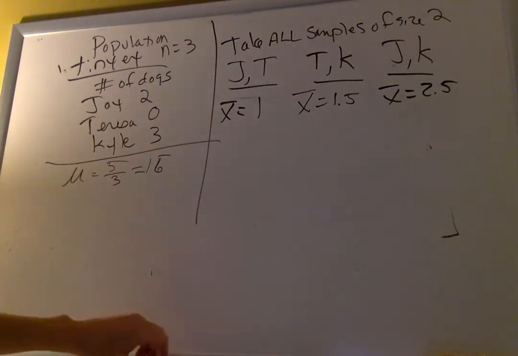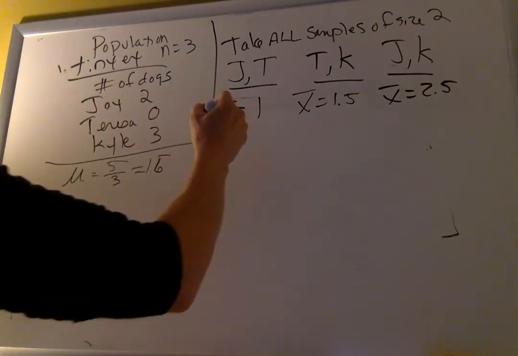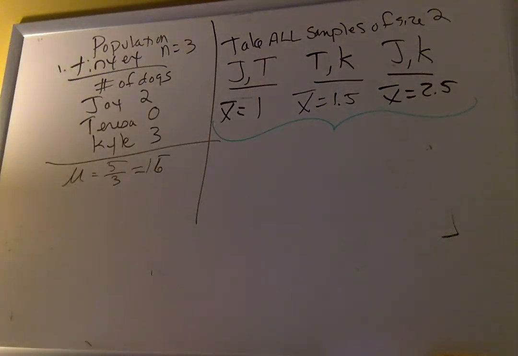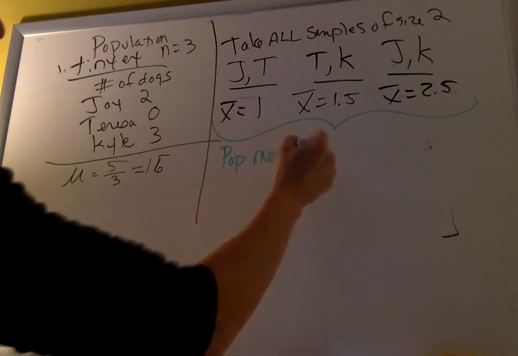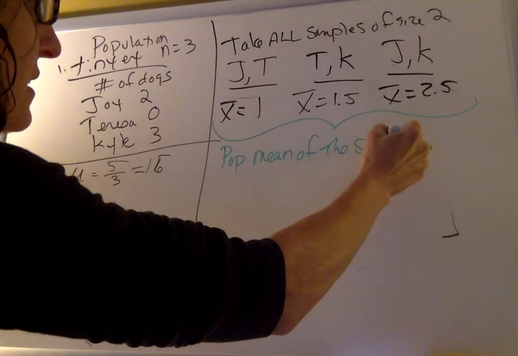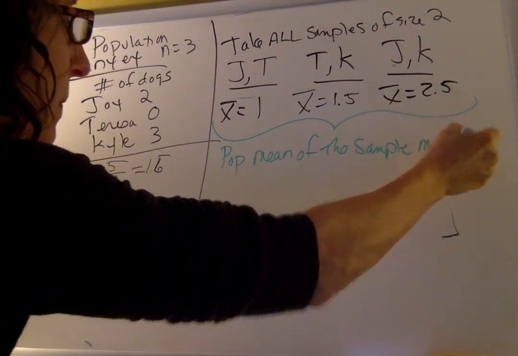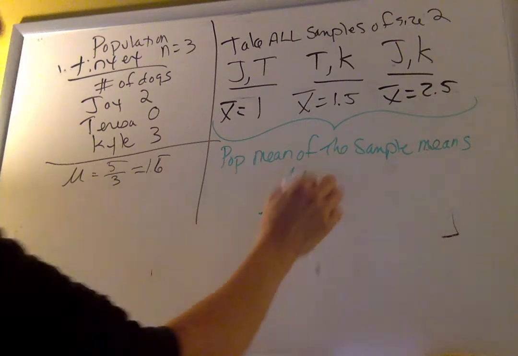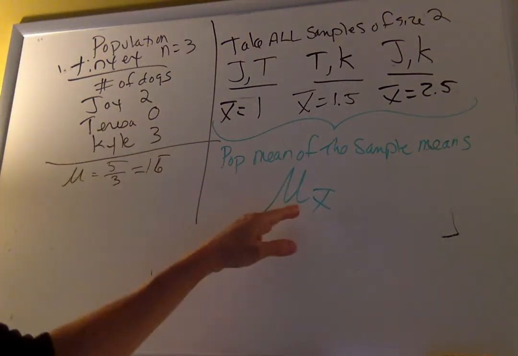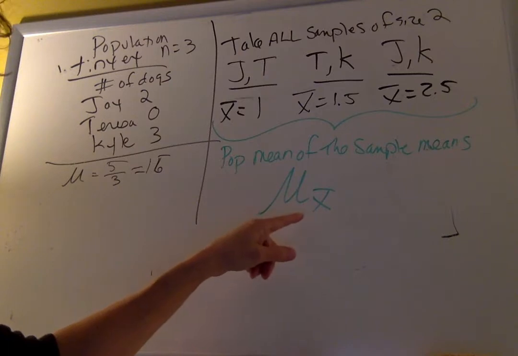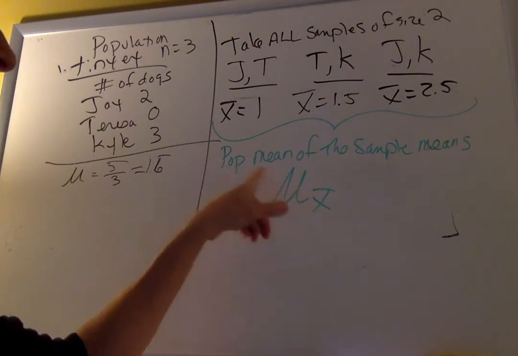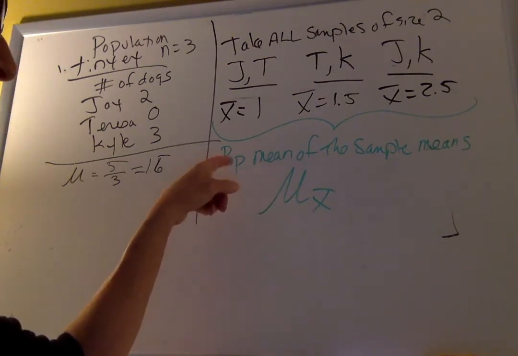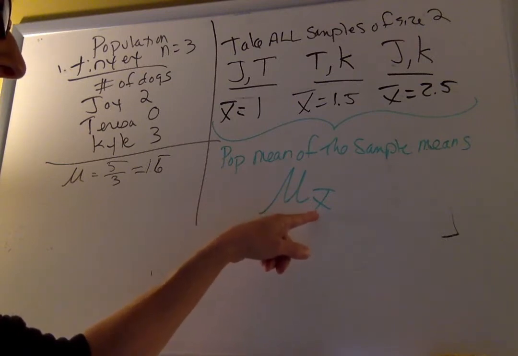But there's a much more interesting result. This language you're not going to like, but it's the way we talk. And you're not going to like the notation. What is the population mean of the sample means? I know that sounds like Greek to many of you. This is a subscript, okay? So this is important notation. This is not mu times x bar. This is mu subscript x bar. And this is what this means in words. The population mean of the sample means.